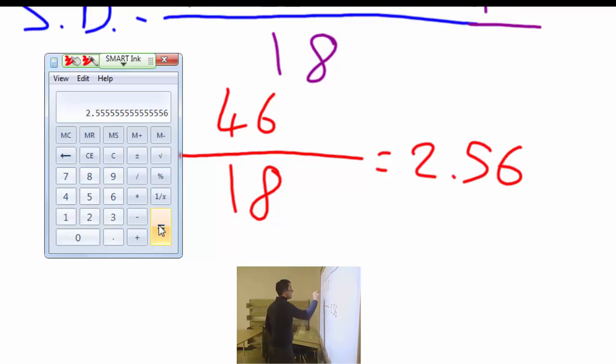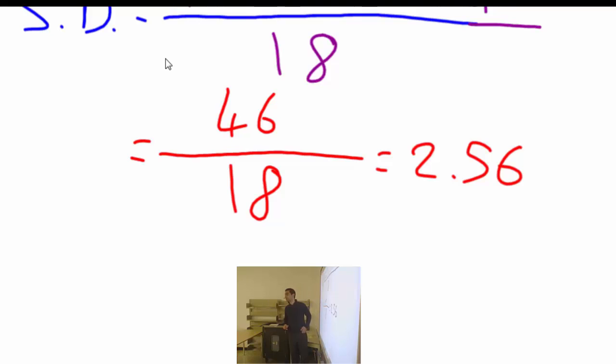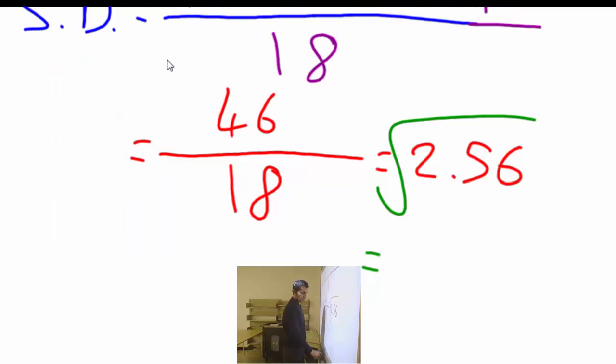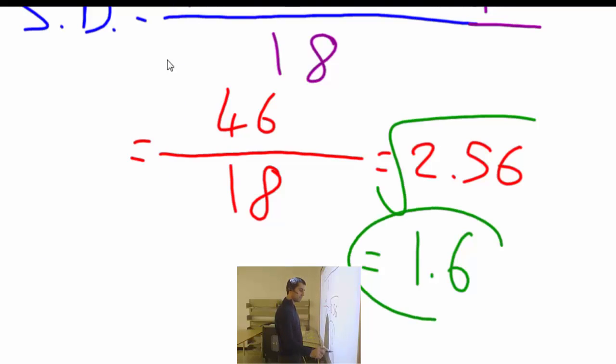2.56. But we are not done yet. This is the variance. We squared all the differences, so we need to take the square root. The square root of that would be the standard deviation. The square root of 2.56 is 1.6. That's the answer.